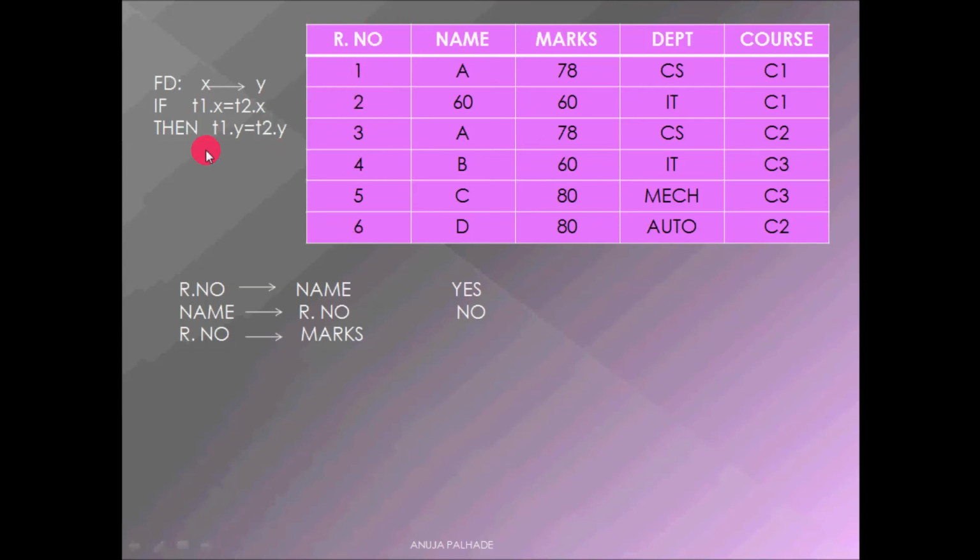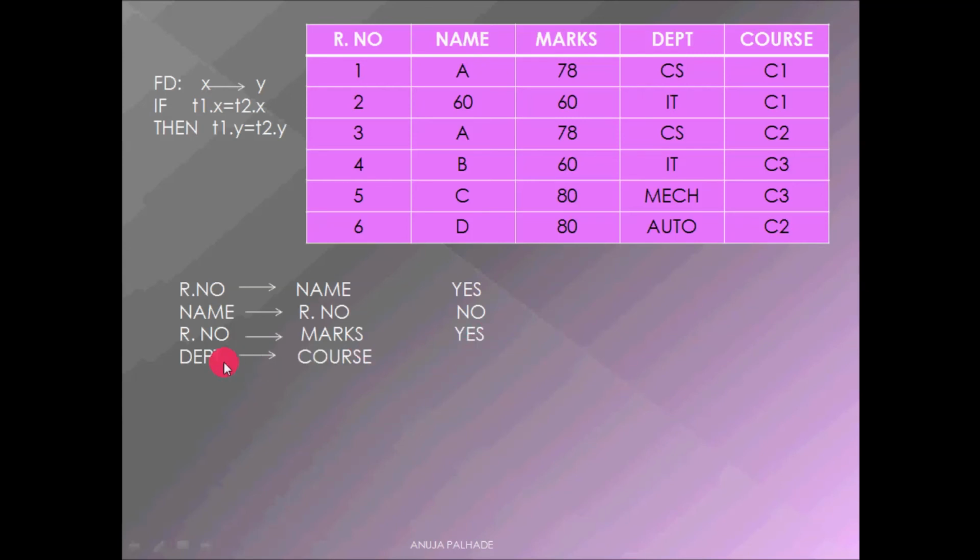So we do not check the second condition. And if we find the second condition, it must be true. Then and only then is this relation functionally dependent. If x equals t1 of x equals t2 of x is not found in any case, then it is functionally dependent. Yes, it is functionally dependent.